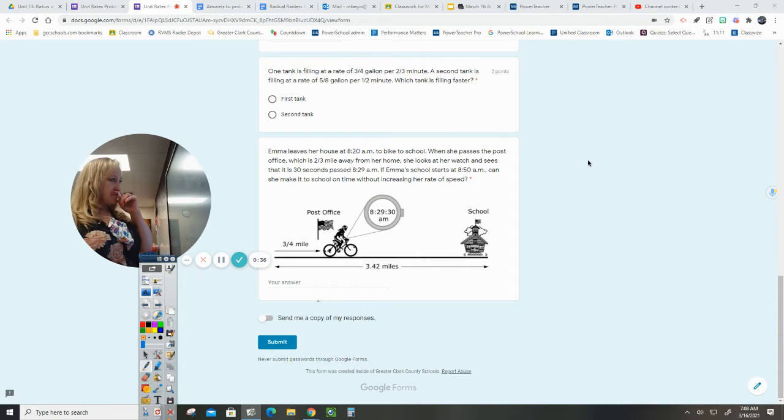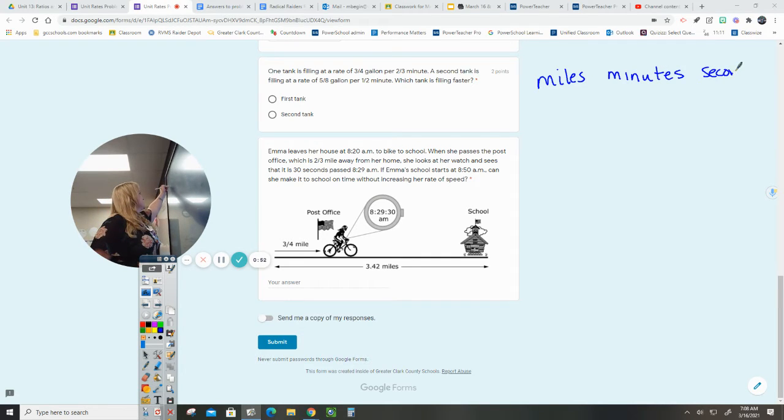So let's first think about what units are in there. We've got miles, we've got minutes, and we've got seconds. I'm going to need to eliminate one of those so that we can get the two unit rates to compare. I am thinking that we should get rid of seconds because there's a whole lot of seconds in several minutes. So let's get rid of that. And I know that 30 seconds is half of a minute.